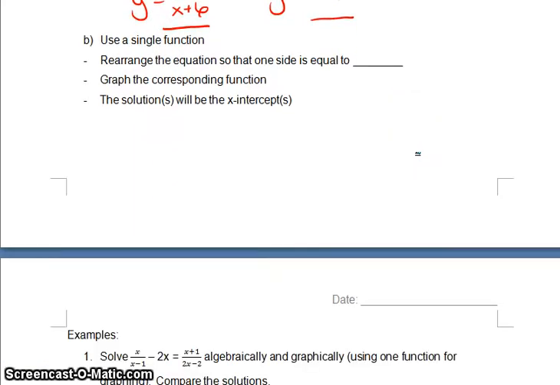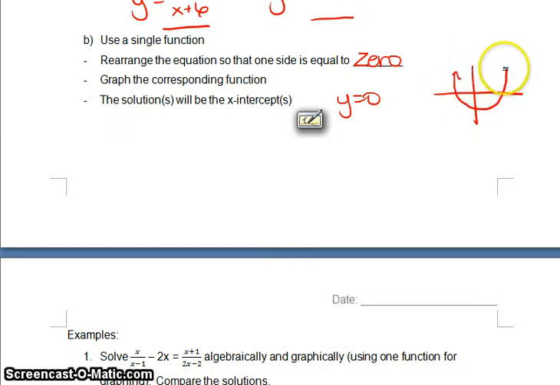And the second way we could solve by graphing is to use a single function. So what we would do is rearrange the equation so that one side is equal to 0, then graph that function, and then your solution will be the x-intercepts, or where y is equal to 0. So it'll cross wherever it intersects with that x-axis. So say we had some sort of parabola here, it'd be your x-intercepts there, or where y is equal to 0. Okay?